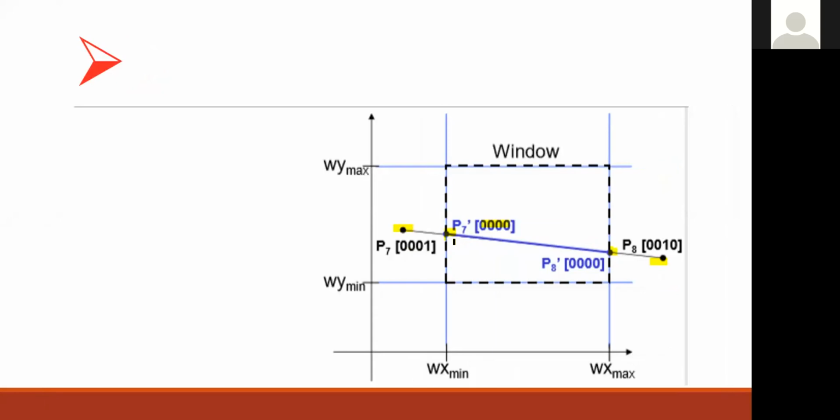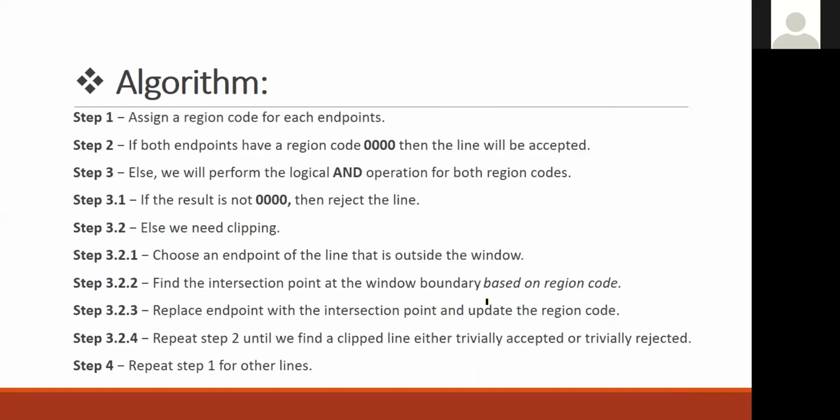Hence now we can see that this portion would be completely accepted because the region codes of the endpoints are 0000, and the rest of the part would be rejected, that is from P8 dash to P8 and P7 dash to P7. So this was all the concept. Now let's talk about how we would apply it in code.